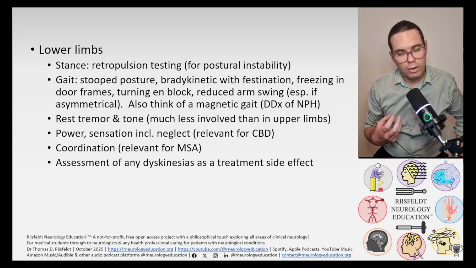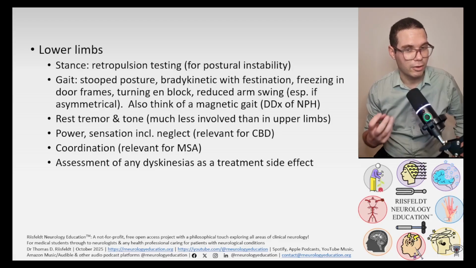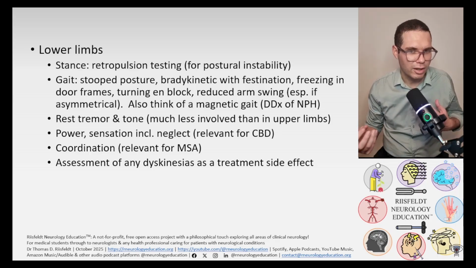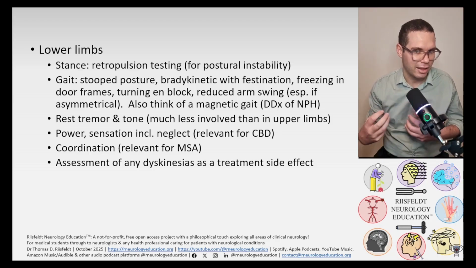That can look a bit like, or a lot like, a shuffling gait of a more typical Parkinson's disease, but it is a bit different. And there are some differences between a typical Parkinson's gait and a magnetic gait of NPH. And hopefully I have done my best to try and describe the differences in the gait there.